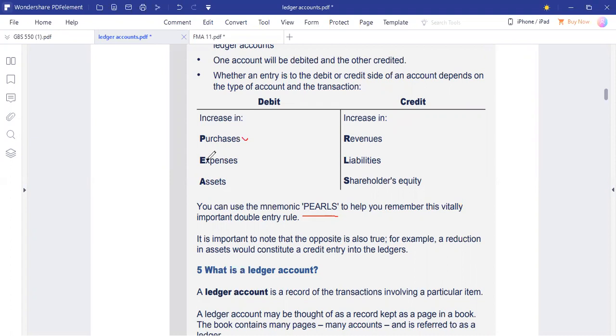Expenses are always what? Debited. Assets, when we're increasing them, we debit them. But when we're increasing revenues, we are crediting revenues, like capital. When we're increasing liabilities, we're increasing shareholders' equity.